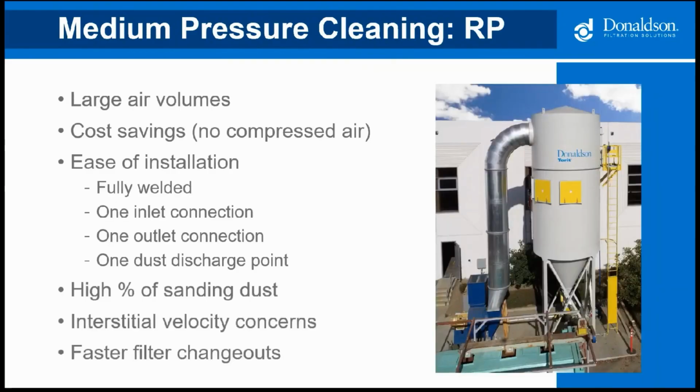The RP collector is very similar to the RF and has a lot of the same features, but the RP uses pleated filter bags rather than the fabric bags over cages. The pleated bags are shorter than fabric bags and they have more square footage of media per filter. The pleated bags can work very well in applications where a high percentage of the dust is sanding fines and applications where there are concerns about interstitial velocity.